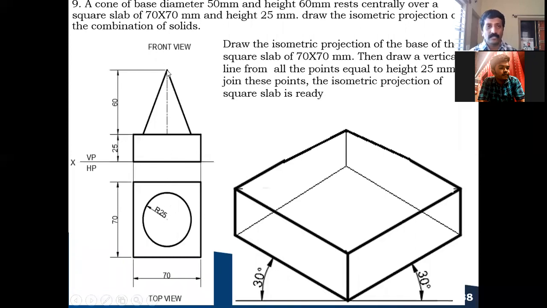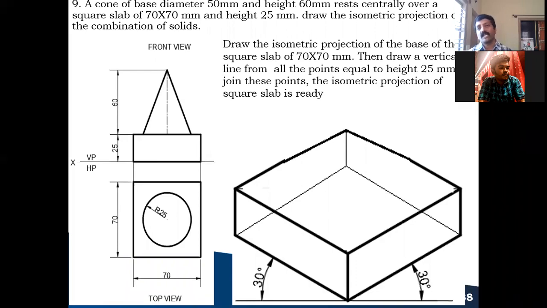Wherever this 60 millimeter line cuts, you mark it. This is the vertex or the apex of your cone. Okay. So now you join this like this. So your cone will look like an isosceles triangle in the front view. This is how we have to construct the front view and top view. Now we'll come back to the isometric projection.